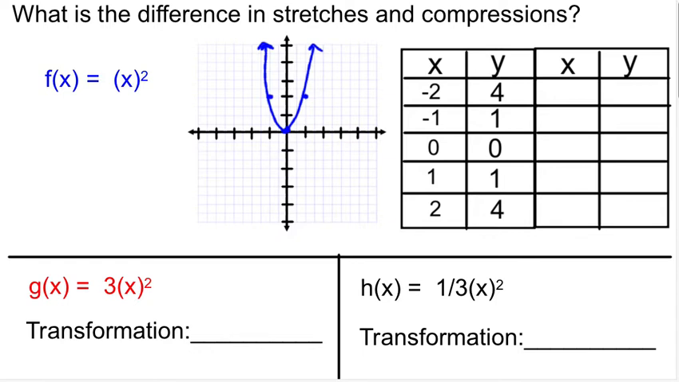So what is the difference between stretches and compressions? On this first piece, I have a parabola. It's a quadratic function, f of x equals x squared. We've already graphed these parent functions. We know how to find the ordered pairs. We know how to evaluate. So this is what the original parent function looks like, what you see right here.